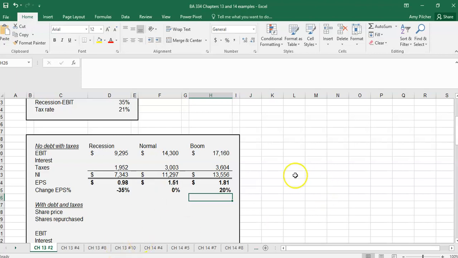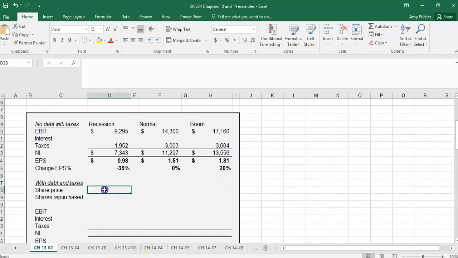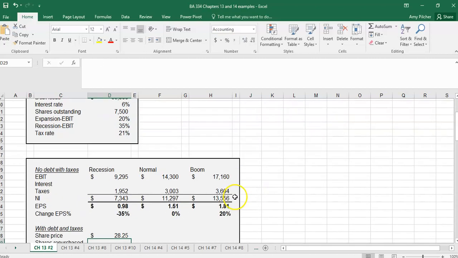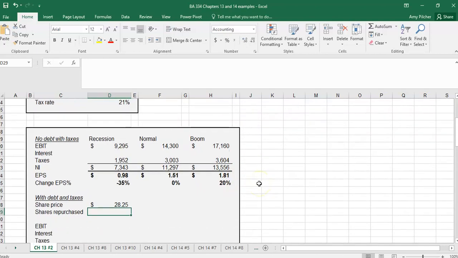Now, what happens when we add debt? First, we want to know what our current share price is so we can determine how many shares we can repurchase with the debt we're going to take on. So our share price is the market value of our company, because we're 100% equity, that's 100% the equity value, divided by the number of shares outstanding. So our share price is $28.25.